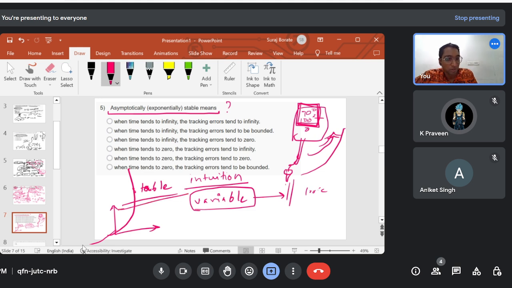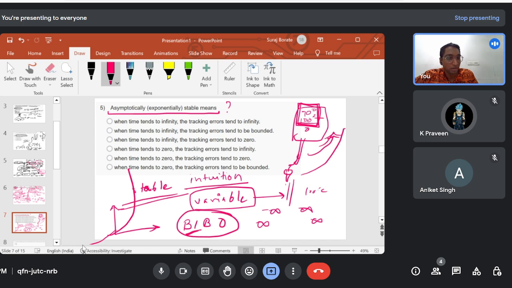The most basic definition is bounded input, bounded output stability. When you are giving a bounded input, obviously if you give infinite input, then the output can also be infinite. But if you are giving some bounded input which is not infinity, but still your system gives an output which is infinite, then the system is not stable, right?